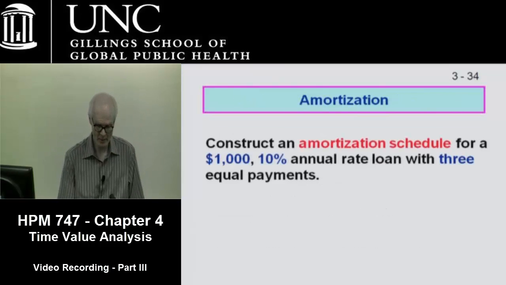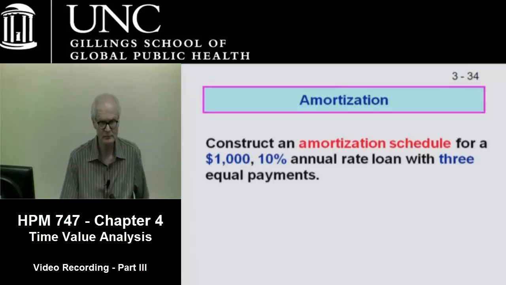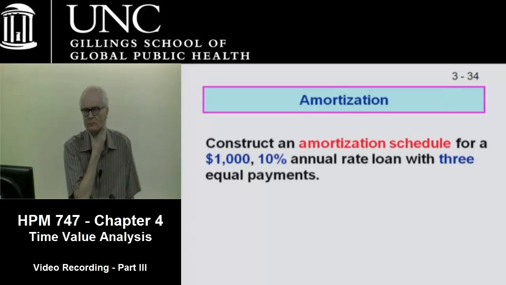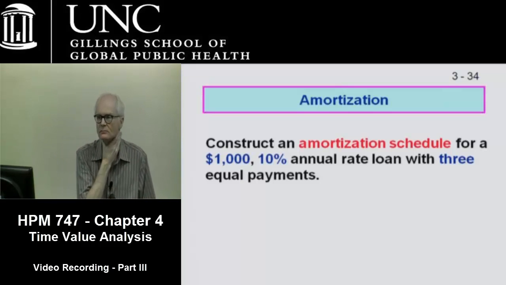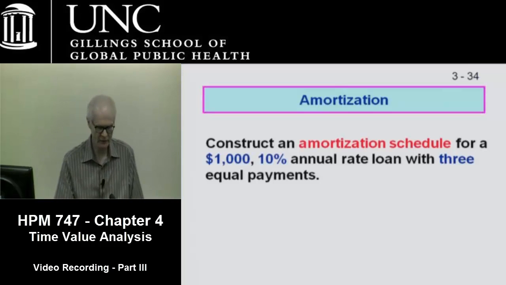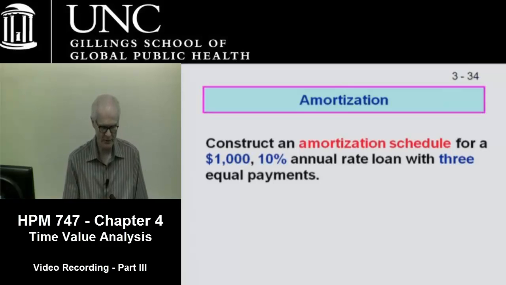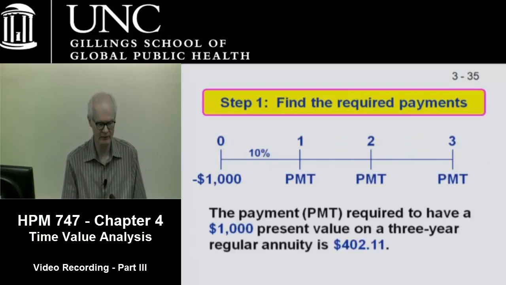Finally, we're going to talk about an amortization schedule. What is an amortization schedule? It shows the breakdown of the principal, interest being paid, and the balance remaining. Exactly. So let's say you take out a $1,000, 10% annual rate loan with 3 payments.